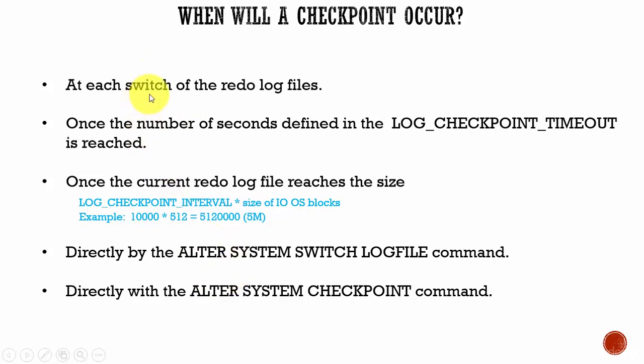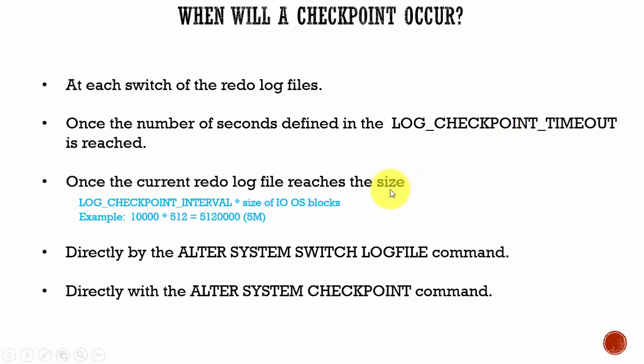The first scenario is at each switch of the redo log files. We know there are multiple redo log files in the Oracle database. When the Oracle instance is moving from one redo log file to the other, before moving, it will trigger the checkpoint. The second one is once the number of seconds defined in the log checkpoint timeout parameter is reached, then the checkpoint occurs. For example, if it says 60 seconds in the log checkpoint timeout parameter, then every 60 seconds the checkpoint occurs.